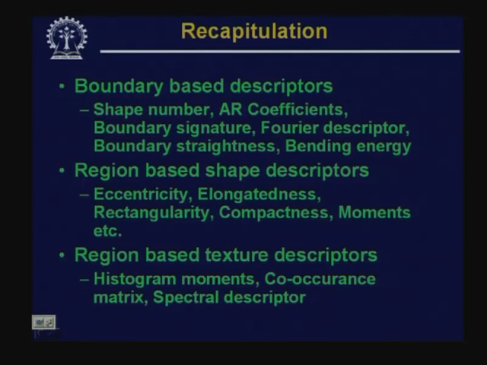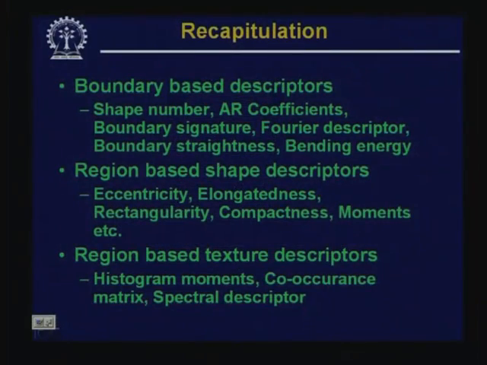Then we have also talked about some region based shape descriptors. In region based shape descriptors we have seen different descriptors like eccentricity. For eccentricity we have said that it is nothing but the ratio of the length of the major axis and the length of the minor axis of that particular shape. So, we have to obtain the length of the major axis and the length of the minor axis, and the ratio of these two is what is known as eccentricity.